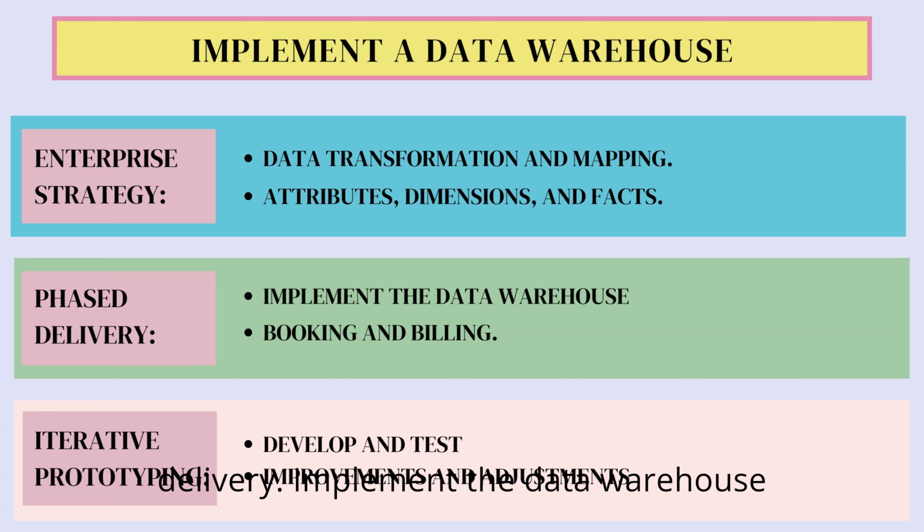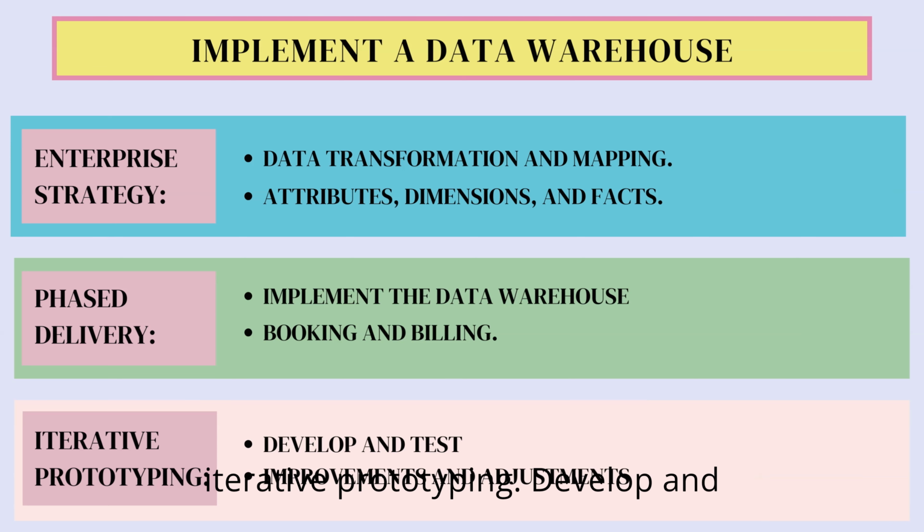Second is phased delivery. Implement the data warehouse in stages based on specific subject areas. It starts with crucial business processes like booking and billing. Once these are set up, integrate them with each other.